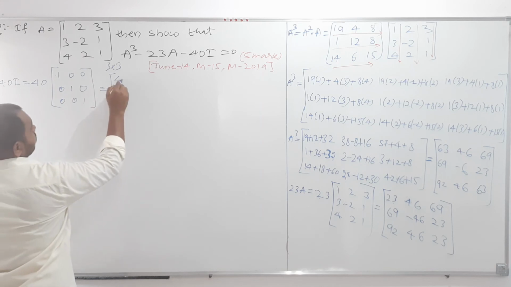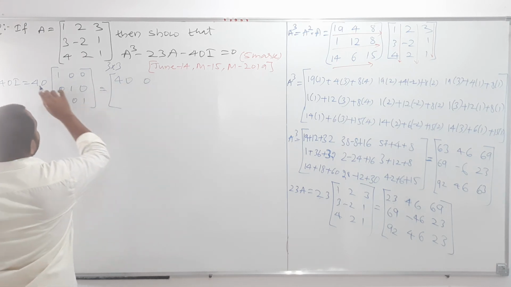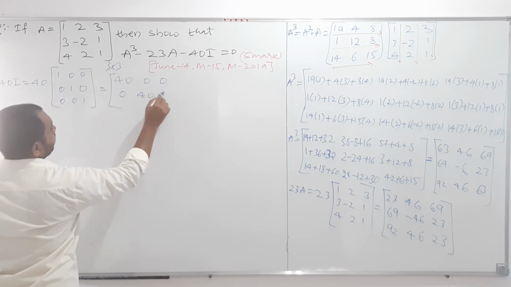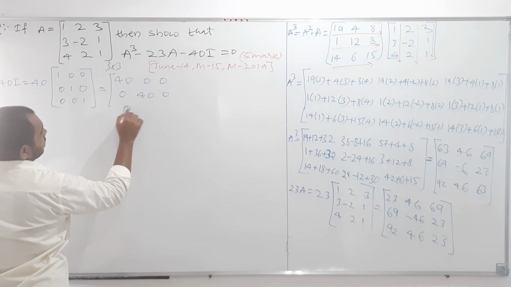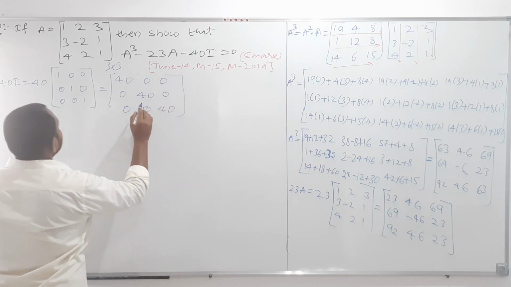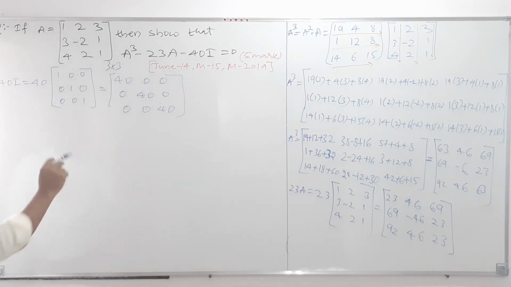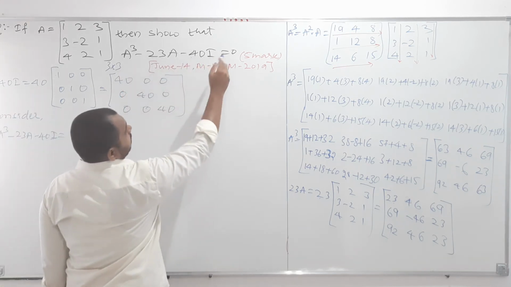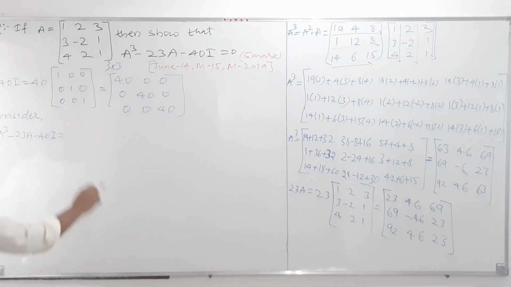So 40 into 1 is 40, 40 into 0 is 0, 40 into 0 is 0. Next 40 into 0 is 0, 40 into 1 is 40, and next 0. Next, my dear students, 0, 0, 40. So this is your 40I. And now what they asked, let us consider A cube minus 23A minus 40I equals to this value. I should show that this value must be equal to 0. That I should prove. So now I will consider A cube minus 23A minus 40I is equal to.